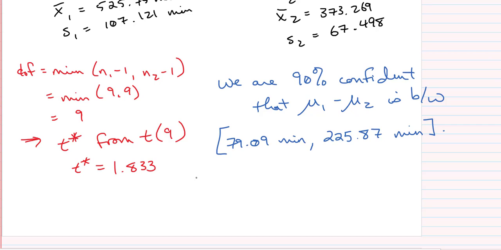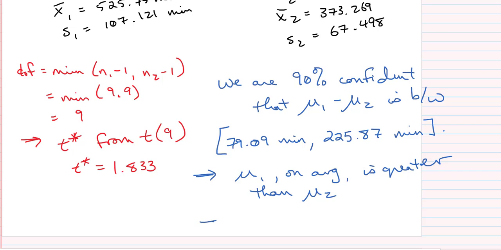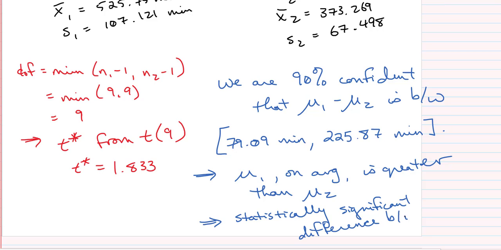So this implies mu1 on average is greater than mu2. And it also implies that there is a statistically significant difference between mu1 and mu2.